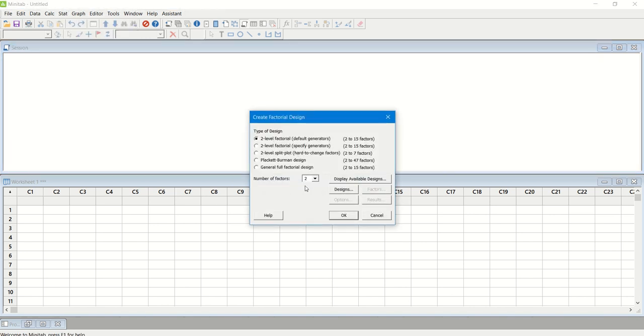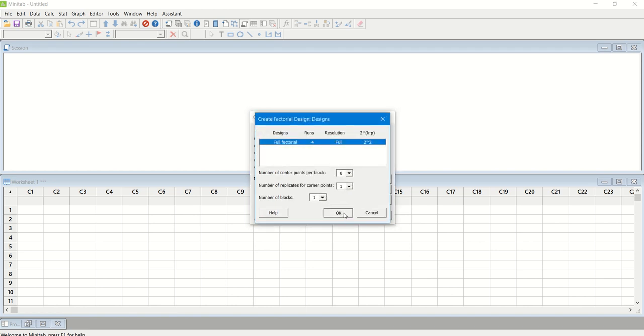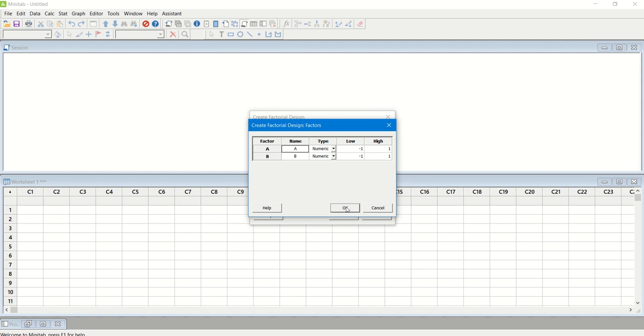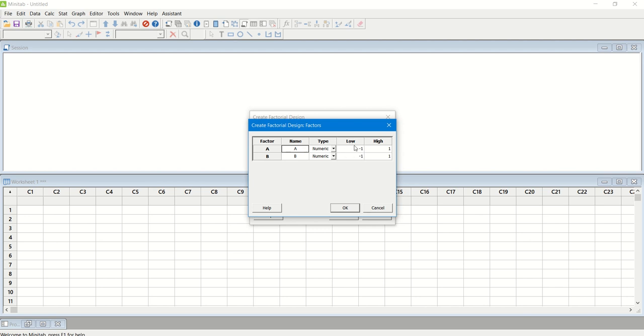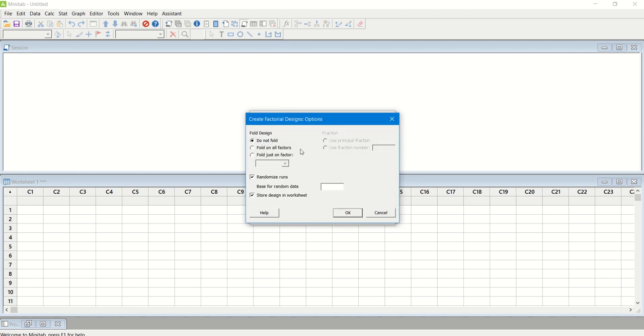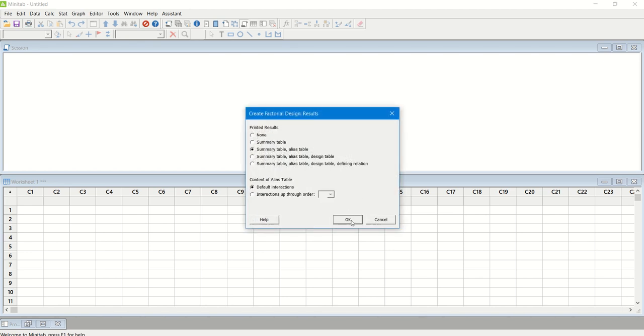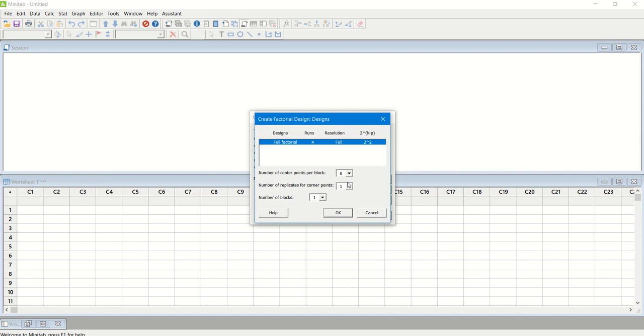So, this is a two-level Factorial. So, number of factors, we have 2 factors. Okay, so designs. Okay, full Factorial design. Factors, we have A, numeric, yes. Factors, high, low, high. Dalawa lang. May ating factors, options. Okay, results. Okay, designs. Ang ating replicates is 3 replicates. We have 1 number of blocks. Okay, so since pares lang naman sila, number of center points per block.